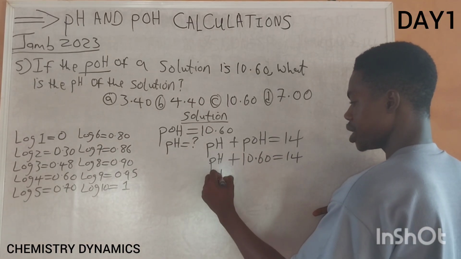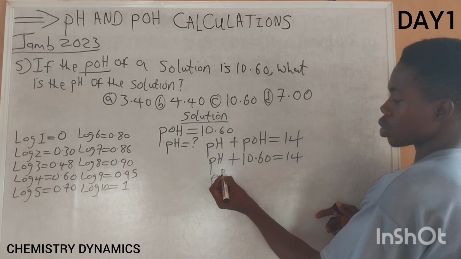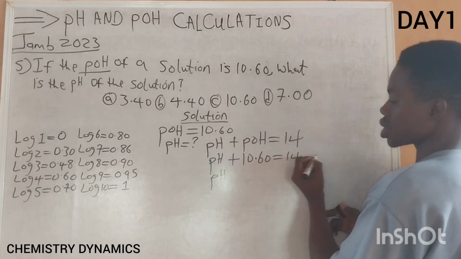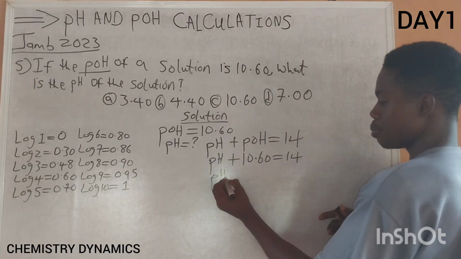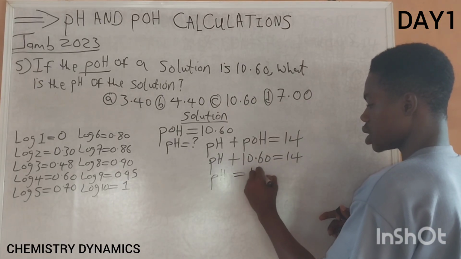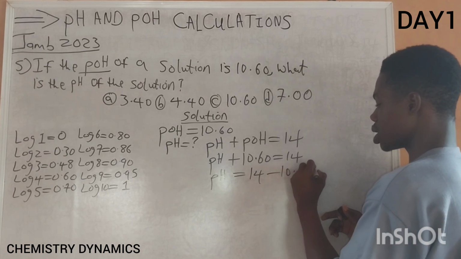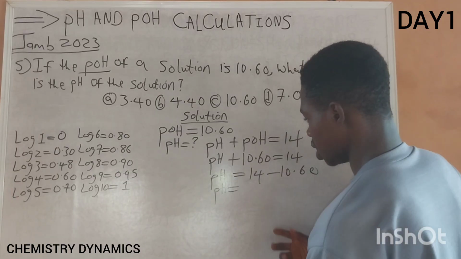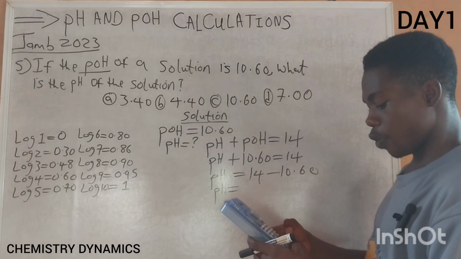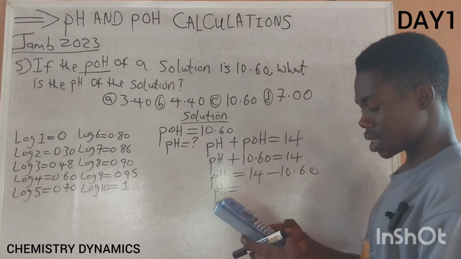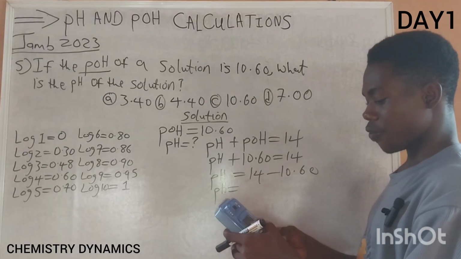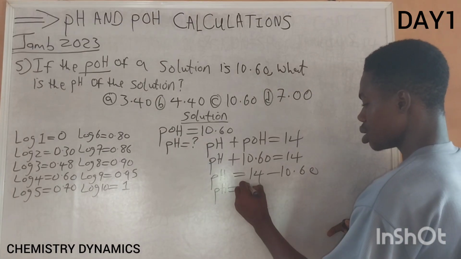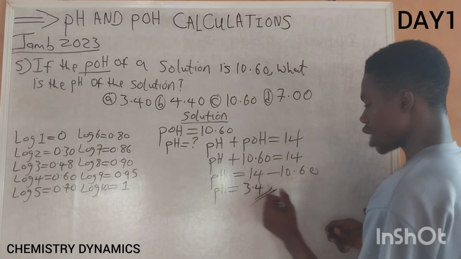So to make pH the subject of the formula, I'm going to move this 10.60 to the right hand side. It becomes minus, because it's crossing the equality sign. So pH equals 14 minus 10.60. Press the calculator: 14 minus 10.60 equals 3.4. So our pH equals 3.4.